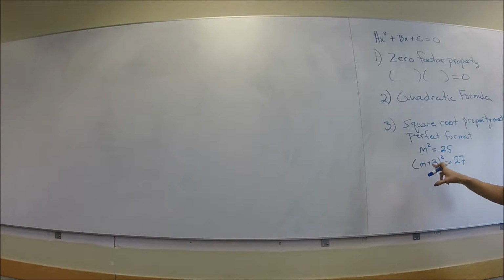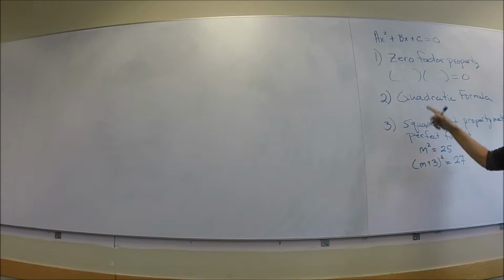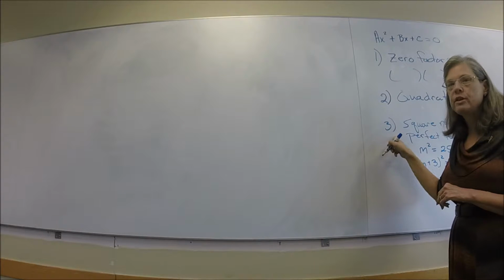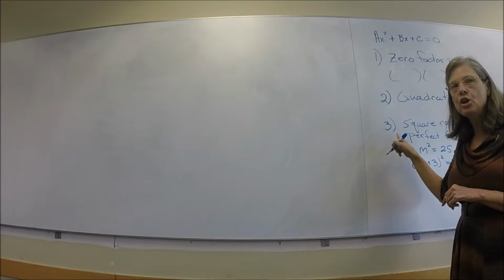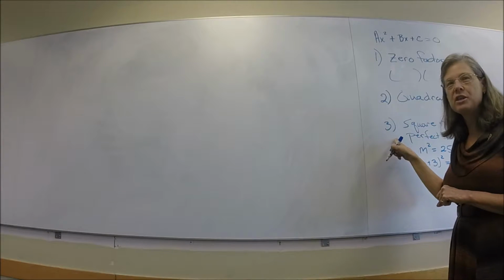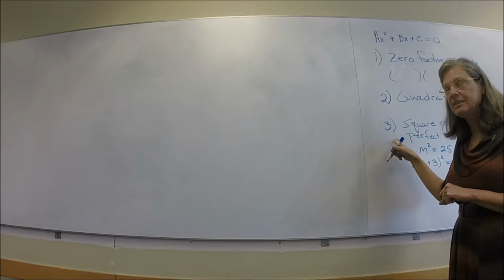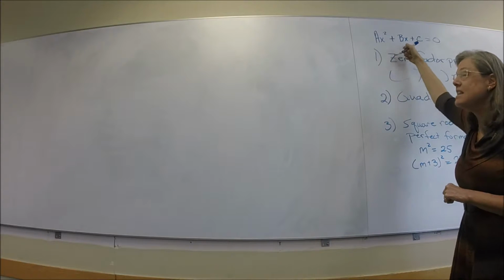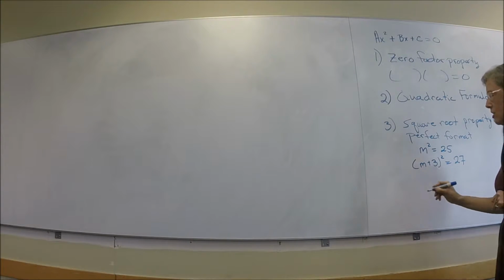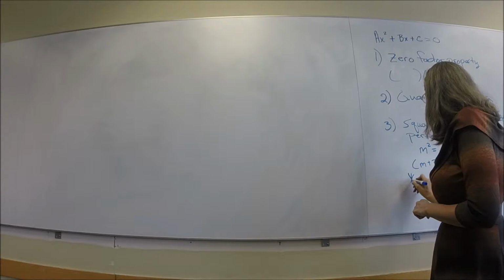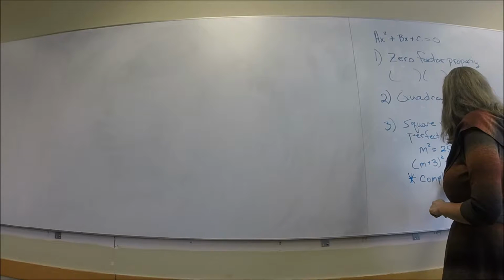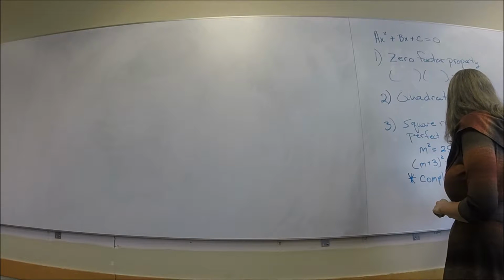All right? What we are going to focus on is that periodically you are told that you have to solve it using the square root property method. Okay? And it's in this format. It is not in this format. Okay? So then we have something called completing the square.